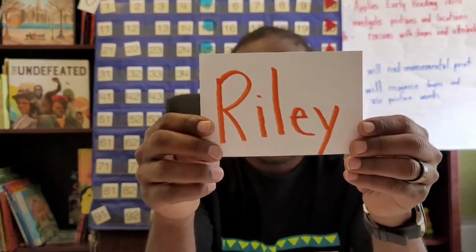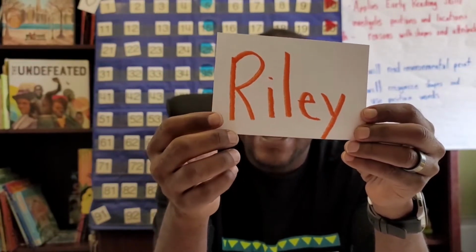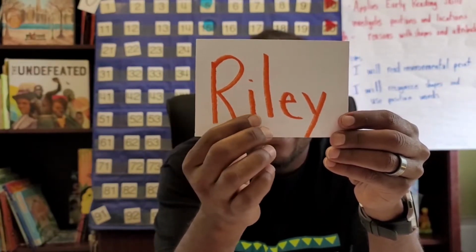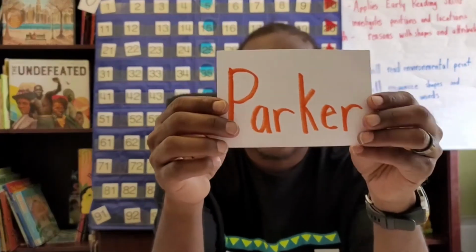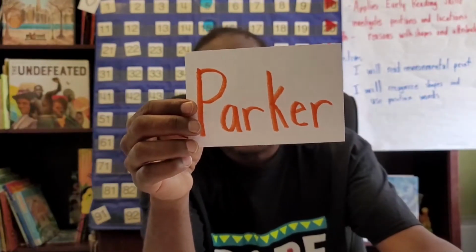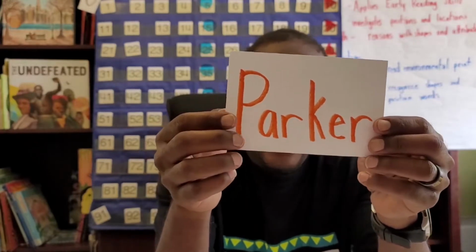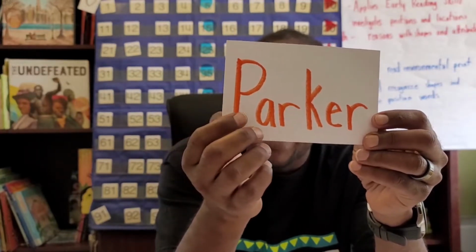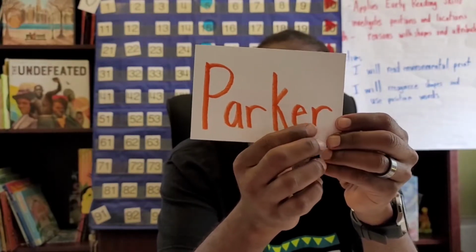All right. And whose name is this? Riley. Right, that's Riley. Let's count Riley's letters. 1, 2, 3, 4, 5. And whose name is this? That's right, that's Parker's name. Let's count the letters in Parker's name. 1, 2, 3, 4, 5, 6.